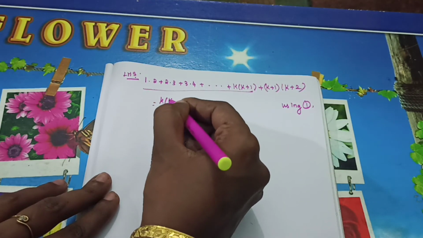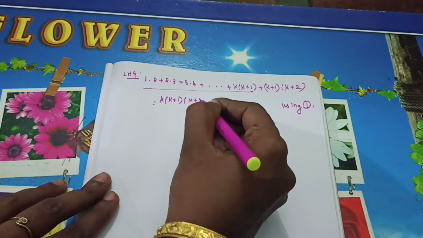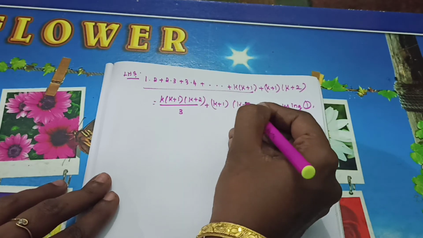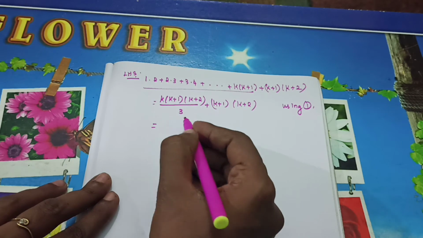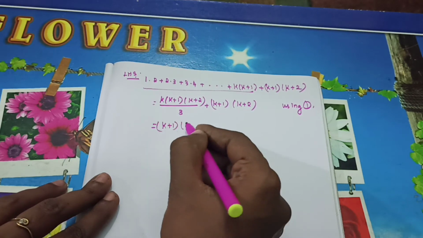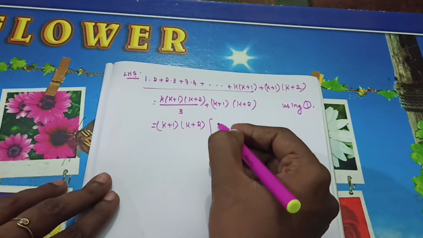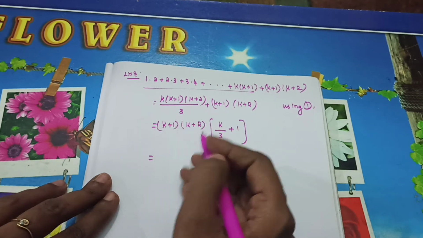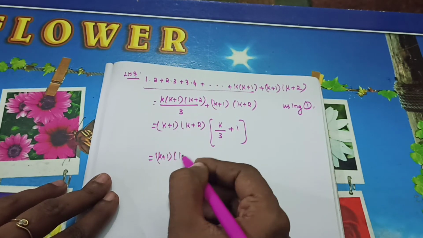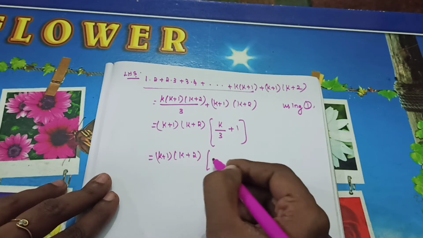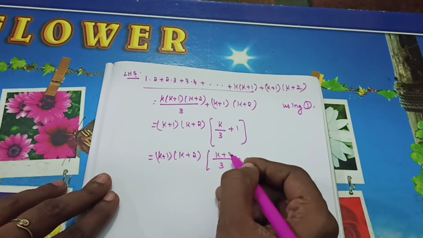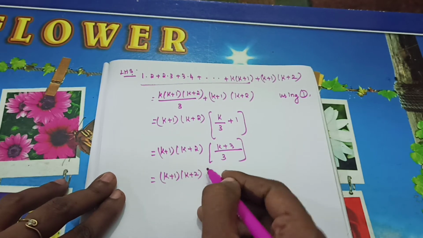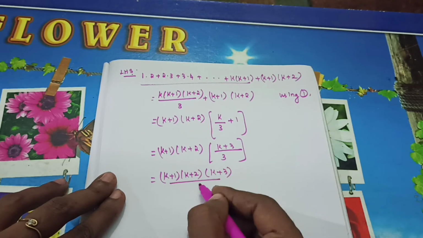So k into k plus 1 into k plus 2 divided by 3 plus k plus 1 into k plus 2. Okay. Now take down the common outside. So k plus 1 into k plus 2 is the common. So what's the balance? k by 3 plus 1. Okay. That's equal to, taking the common outside, k plus 1 into k plus 2, here 3 is the LCM, so k plus 3. Got it? So what's the multiply inside? k plus 1 into k plus 2 into k plus 3 divided by 3.